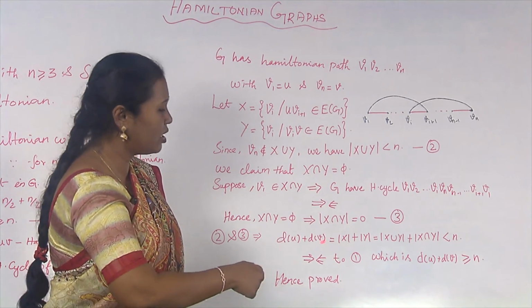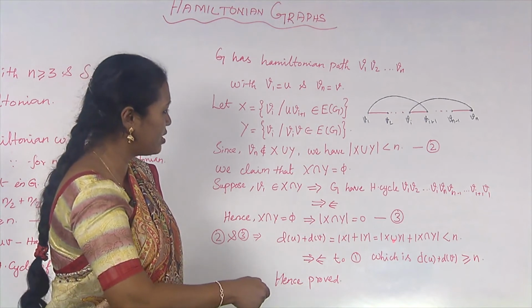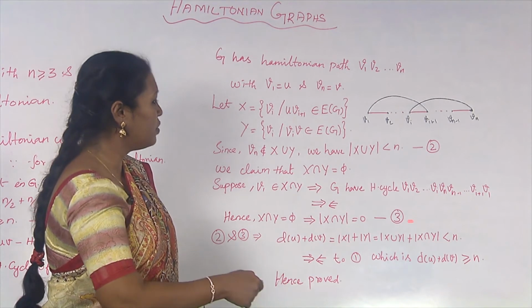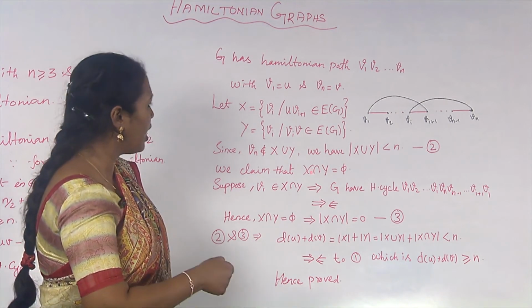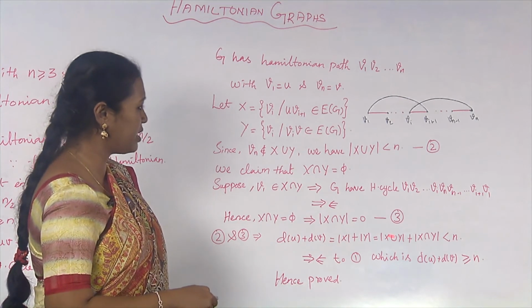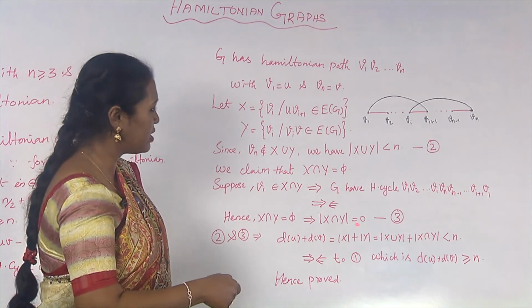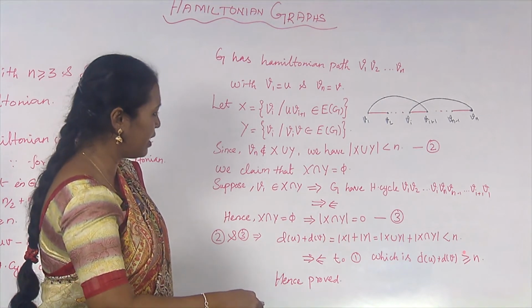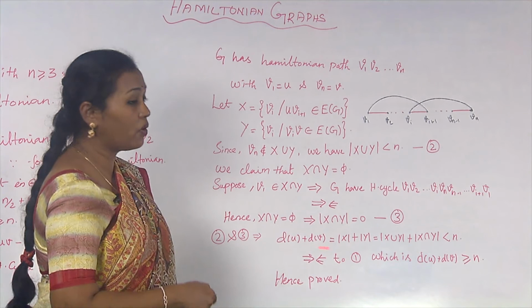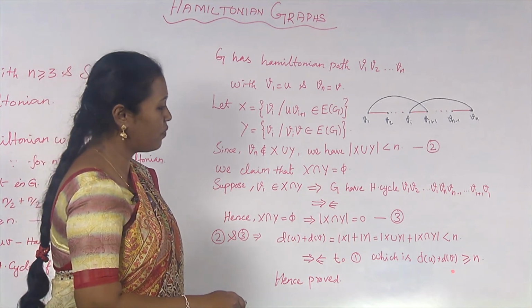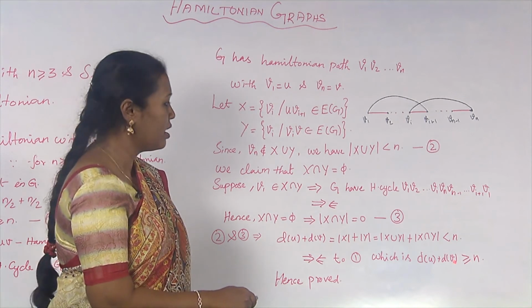So, by just shifting the positions, I arrive at this: cardinality of X union Y plus cardinality of X intersection Y, which is definitely less than n, because cardinality of X union Y is less than n, that is the condition that we said earlier, and cardinality of X intersection Y is 0. Therefore, cardinality of X plus cardinality of Y is less than n. This is a contradiction to our original equation 1, which said that d of u plus d of v is greater than or equal to n.